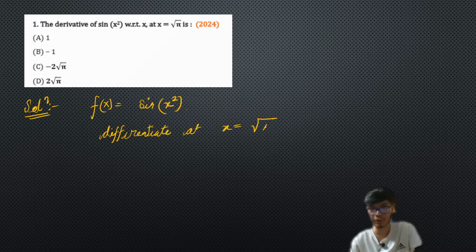at x equal to square root of pi. So I need to differentiate at this particular point, x equal to square root of pi. Now I have a given function.